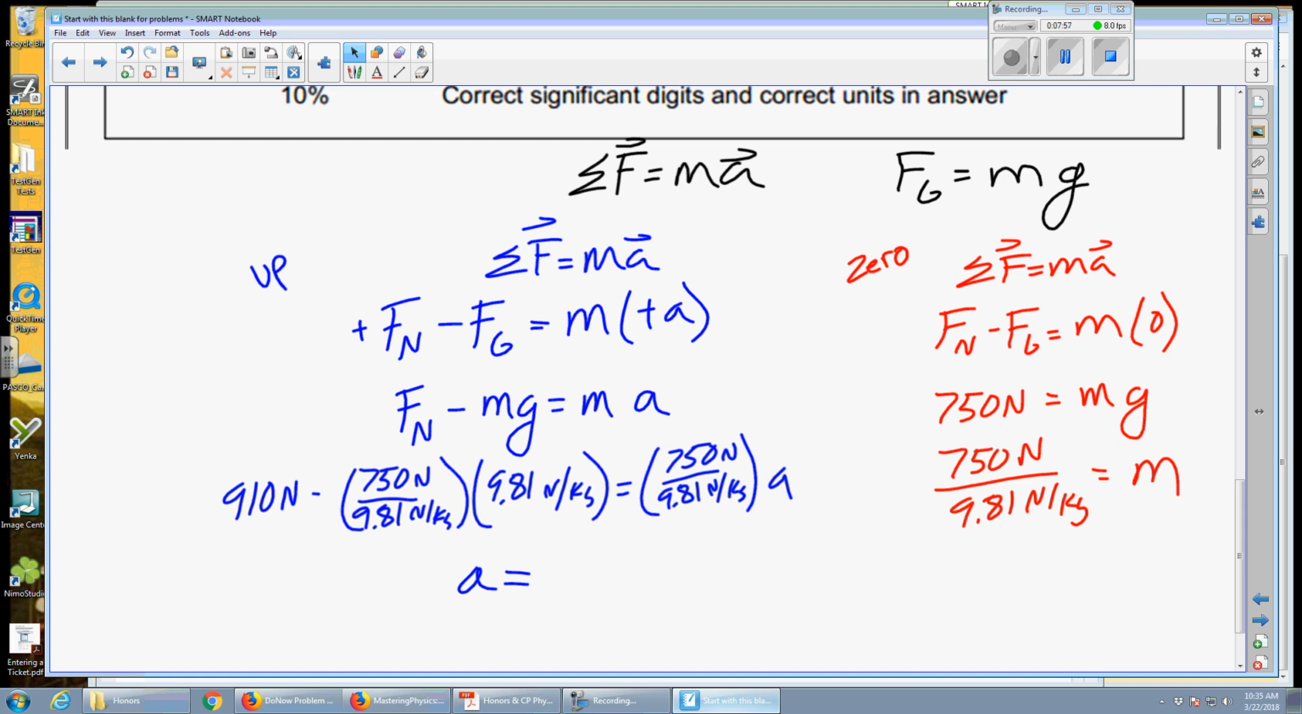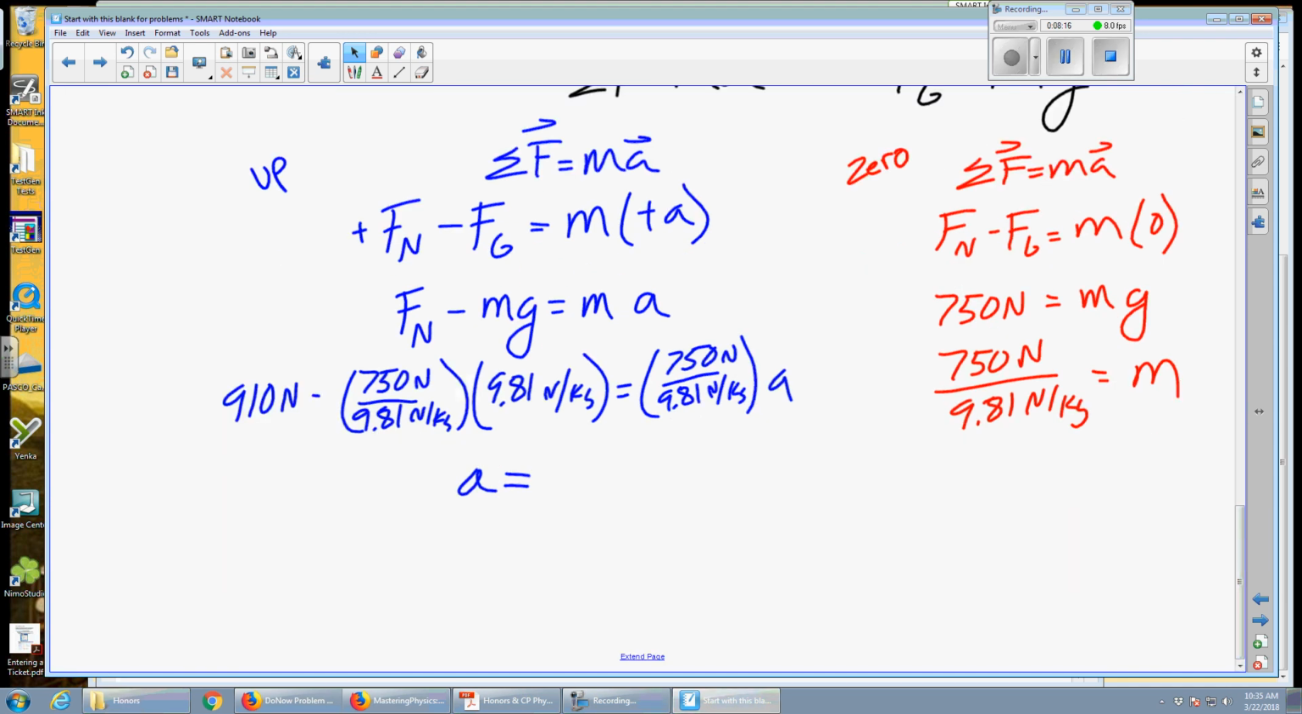Ready to go do the down one? Or do you see how to do the down one? Yeah, the a just becomes negative. Do you want me to write up how to do the last part? Yes? Okay.